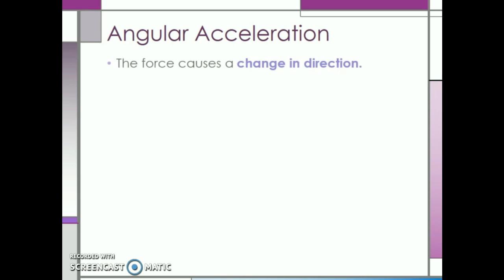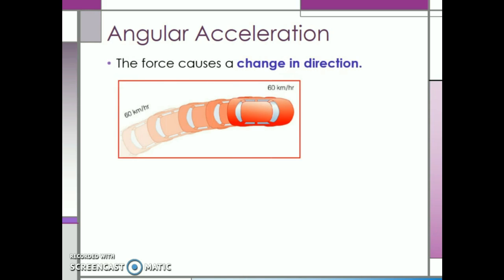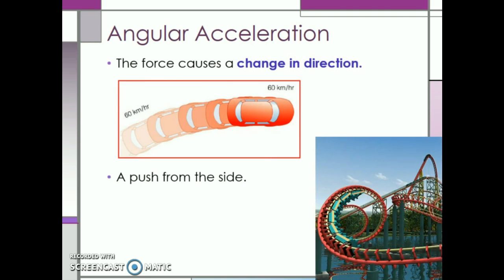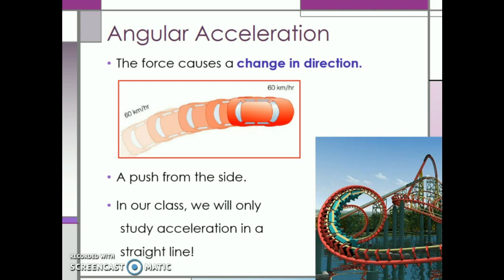An angular acceleration is where the force being applied causes a change in direction. An example of this would be if you are running down the hall and your friend pushes you from the side. You will probably take a couple of steps to the side to catch your balance. Here, the force your friend applies causes you to change direction. In our class, we're only going to study acceleration in a straight line.